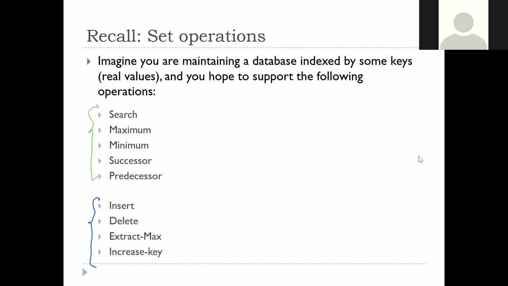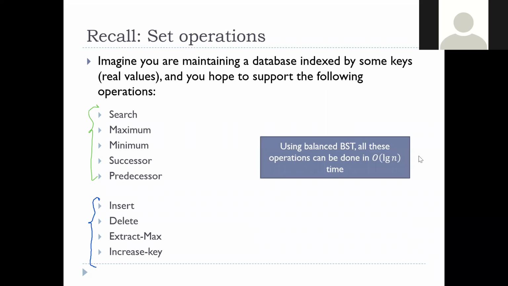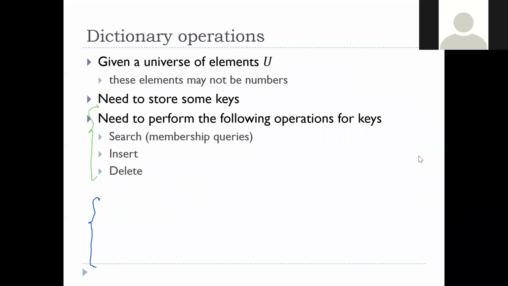And what we said last time is that for this kind of set operations, we can use a balanced binary search tree. When we use a balanced binary search tree to keep the height low, then all of these operations can be answered in log n worst case time. So it's very efficient, and the data structure is not hard to maintain. Essentially, you have to maintain a tree structure. The question is, can we do better?